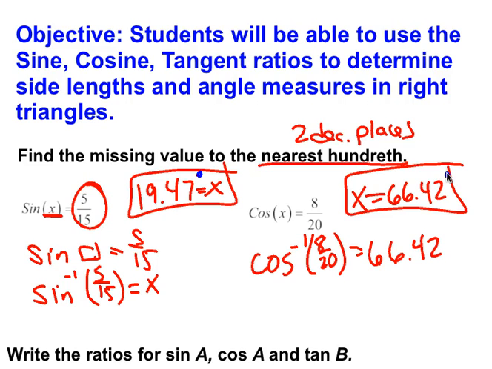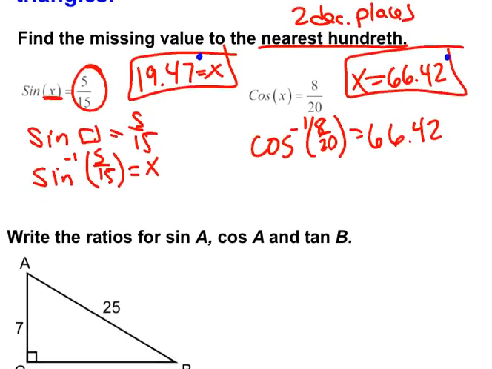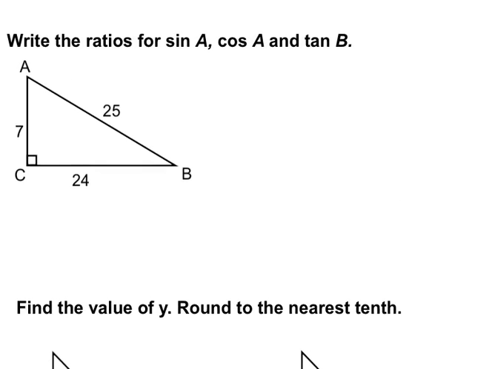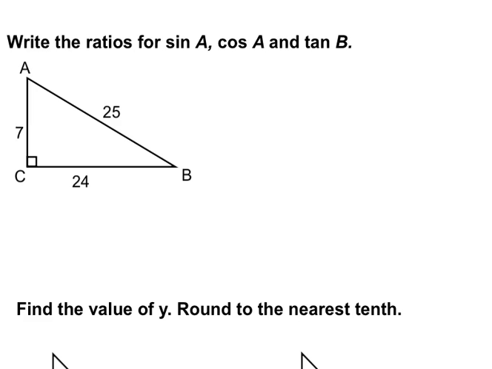So you need to be able to use sine, cosine, tangent inverse to find the angle measures, but you also need to be able to write the ratios for sine, cosine, and tangent. And so this is where SOH CAH TOA comes in. Sine is SOH, that's opposite over hypotenuse. Cosine is CAH, that's adjacent over hypotenuse. And tangent is TOA, that's opposite over adjacent.